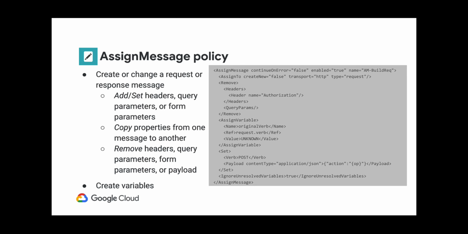The assign message policy is a very powerful tool for manipulating messages. You can use it to create or change any aspect of a request or response, including adding, setting, copying, or removing headers, query parameters, form parameters, the payload, and for example, the HTTP verb, and even status code. And you can even create new flow variables using this policy. So again, really powerful, enables you to basically build any payload or massage a payload to whatever it needs to be sent to your target or even back to your caller as well.